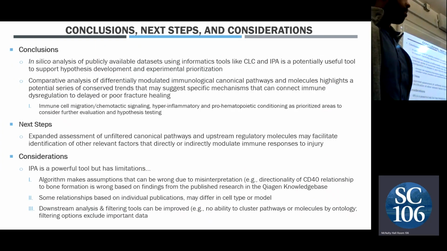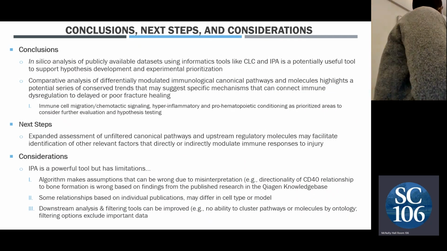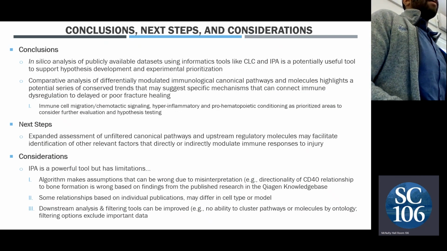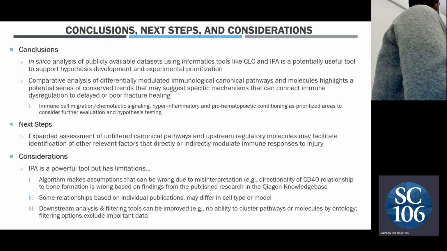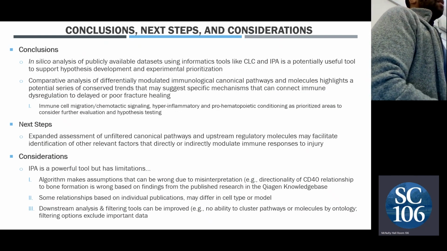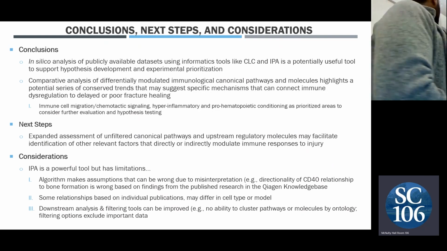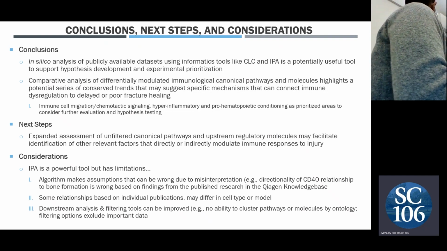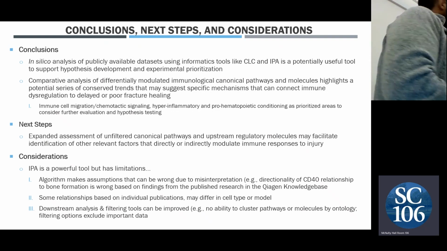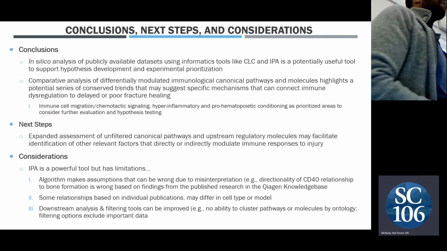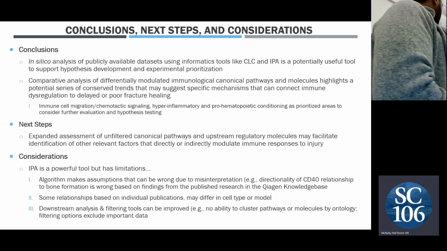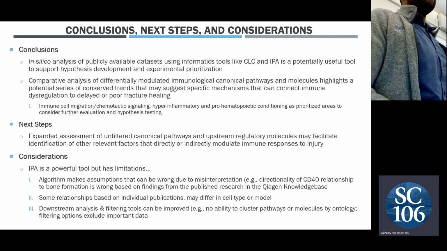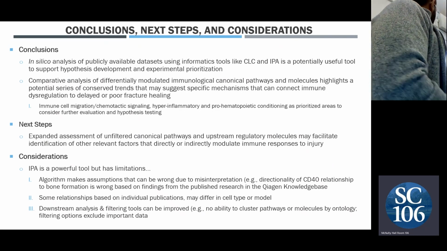So in conclusion, through this work, IPA certainly has validity in being usable to help identify and prioritize pathways and molecules to support experimentation, prioritization, and hypothesis development. With respect to my work, the analysis suggests immune cell migration, chemotaxis signaling, hyperinflammatory conditioning, and hematopoietic conditioning may be areas to further prioritize and evaluate as I conduct my research.